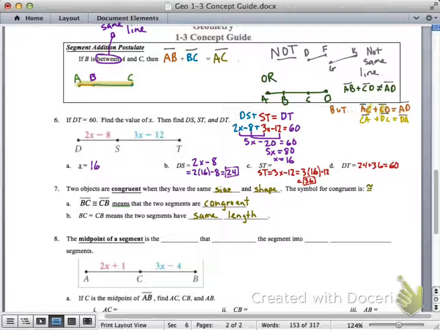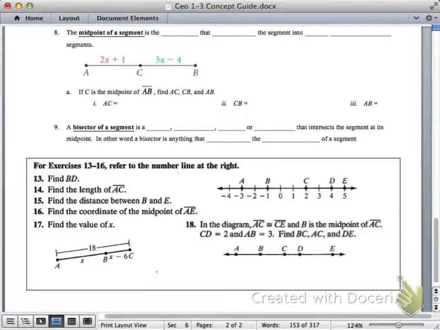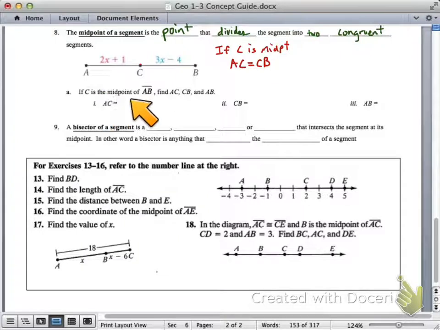Okay, midpoint. Here's another important postulate thing. The midpoint of a segment is the point that divides the segment into two congruent segments. When you see this word midpoint, what does it do? If C is a midpoint of segment AB, that means that the length of AC is equal to the length of CB. Anytime you see the word midpoint, you're going to end up with two congruent segments.